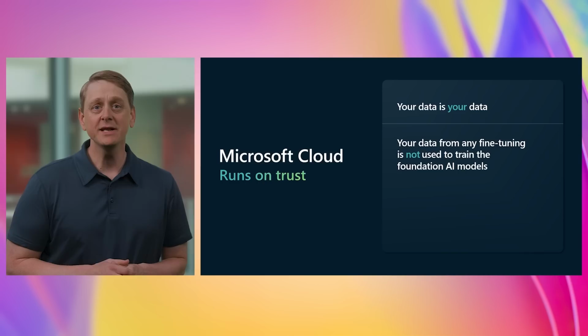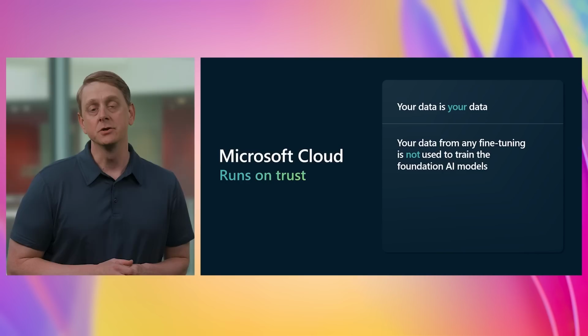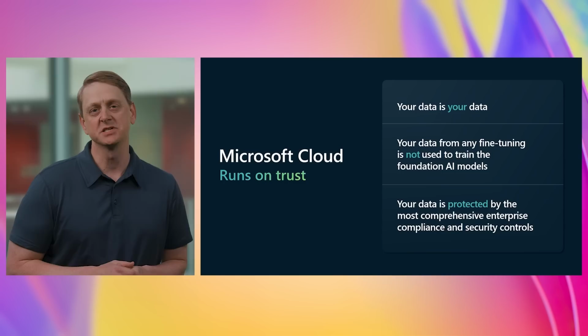Trust has been a fundamental promise built into the Microsoft Cloud since the very beginning. Data is the fuel that powers AI technology, and you need to trust what your technology partners are doing with your data. There are three fundamental promises we make with the Microsoft Cloud. First, your data is your data. It is not our data. That means it is yours to own and control. Second, your data is not used to train or enrich the foundational AI models used by others. Only for your organization's benefit, for your data and your processes. Third, your data is protected at every step by the most comprehensive enterprise compliance and security controls in the industry.